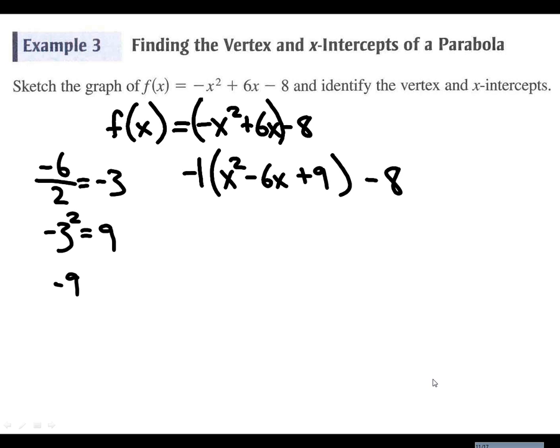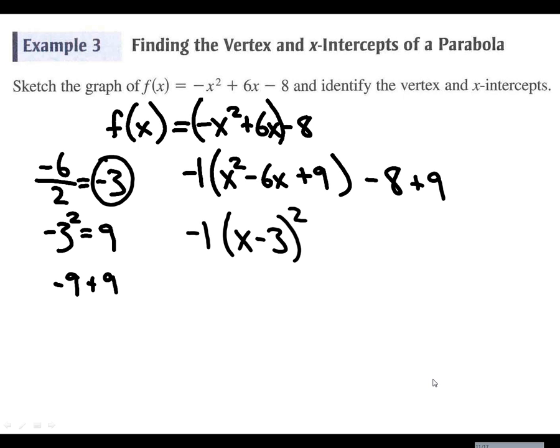So what we've done is we've contributed a minus 9 to our equation so far. We need to cancel that out with a plus 9 so that we haven't actually changed our equation. We'll complete our square with a perfect square of x minus 3. Remember that number, minus 3 squared, and the negative 8 plus 9 is plus 1.